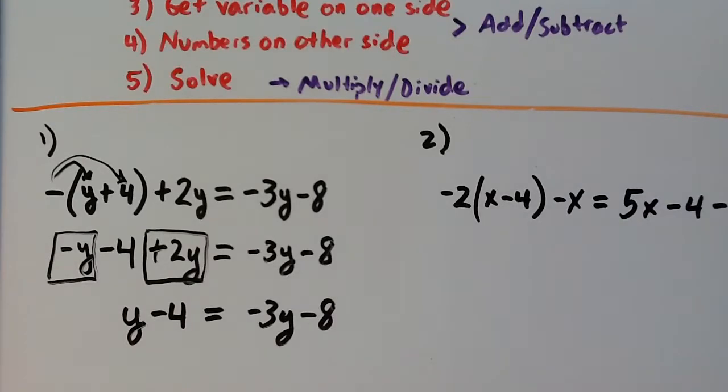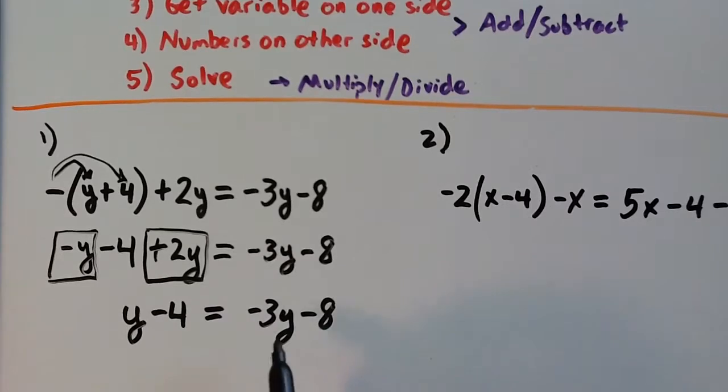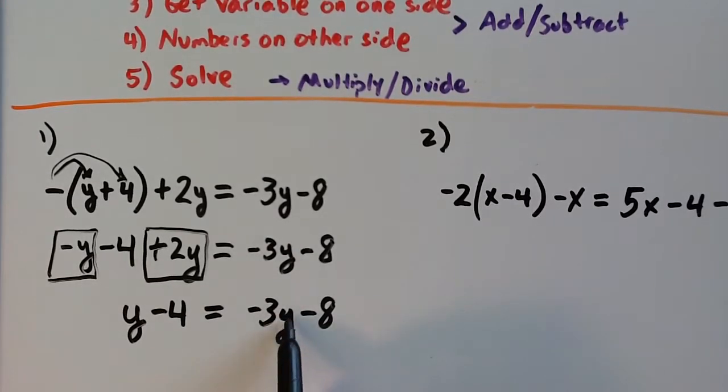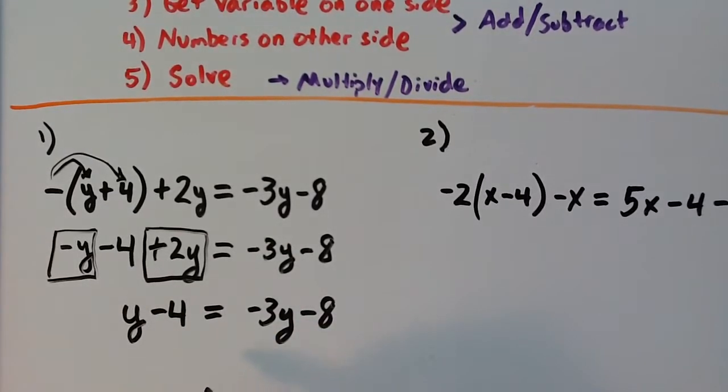So I've eliminated the parentheses, I've combined like terms. Step 3 is to get the variable on the same side. Right now I have variables on both sides. So it doesn't matter which side you choose, just choose a side and get it there. So I'm going to choose to get it on the left side. So I need to move this negative 3y to the other side. And the way that I do that is to do the opposite of this sign.